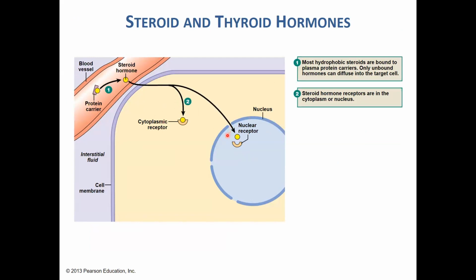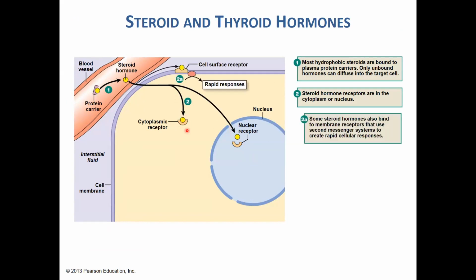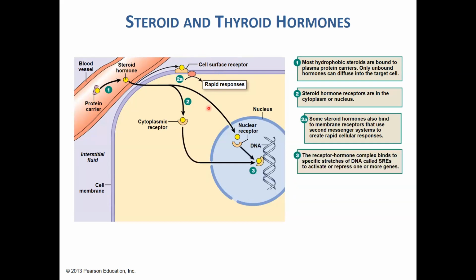Inside the target cell, it can either bind to a receptor in the cytoplasm or a receptor in the nucleus. There is some evidence that some of these hormones can bind to cell surface receptors for rapid response, but I'm not going to cover that in these lectures too much.